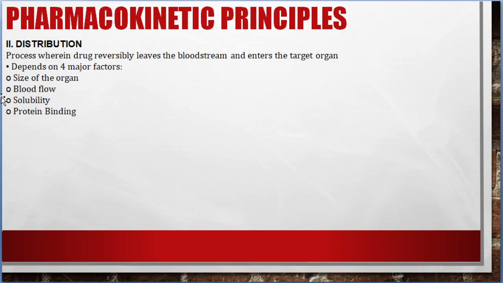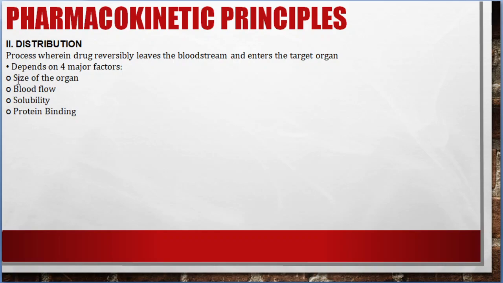How about solubility? For solubility, non-ionized or non-polar drugs which are more lipid soluble undergo more extensive distribution, meaning the more lipid soluble ang ating drugs, the more na undergo ng extensive distribution. How about protein binding? For protein binding, the more our drugs is being bound to your protein, therefore, it has lesser distribution. Again, protein binding is actually inversely proportional to your distribution. Bakit? The more na nakabound siya sa ating protein, the more na hindi siya madidistribute sa ating katawan.